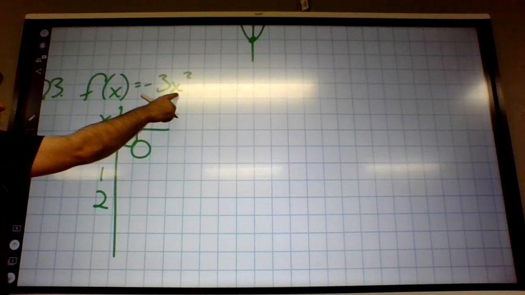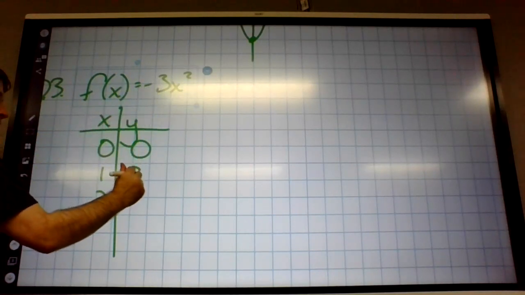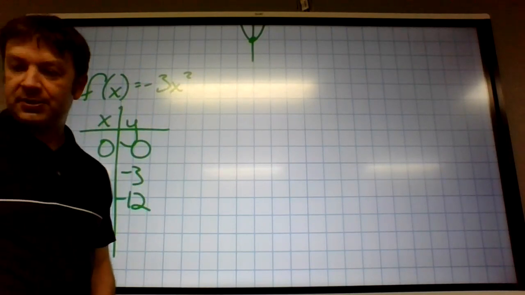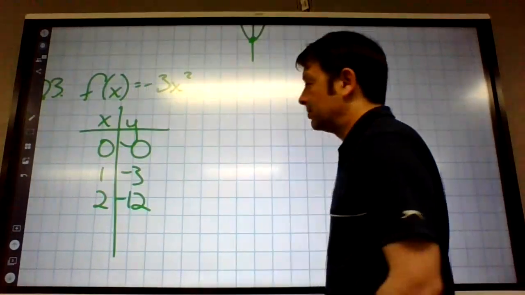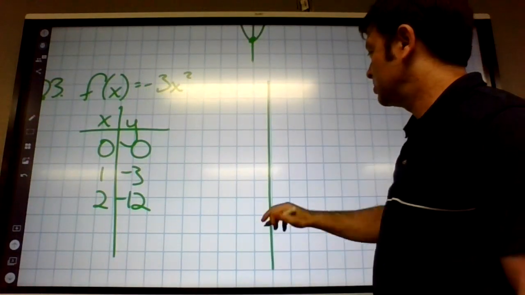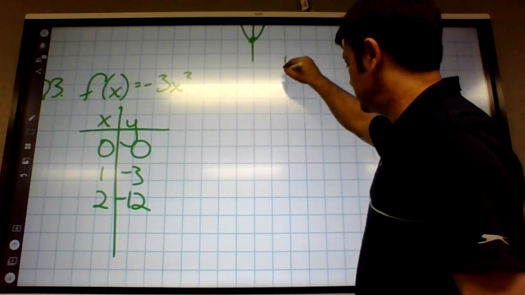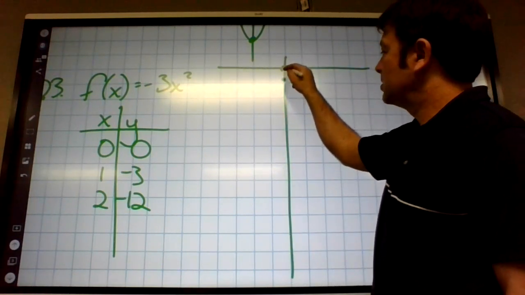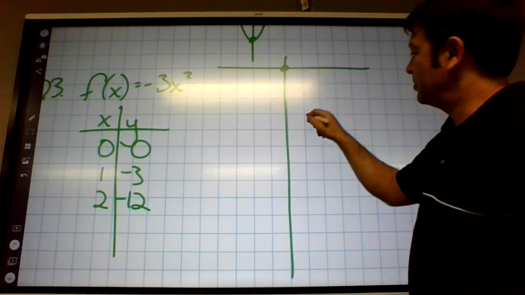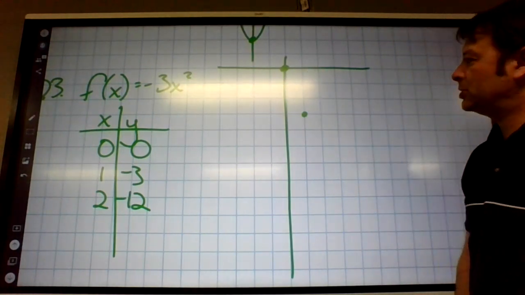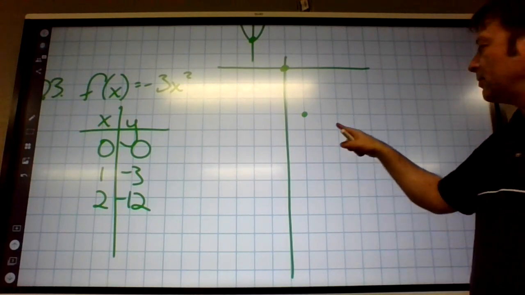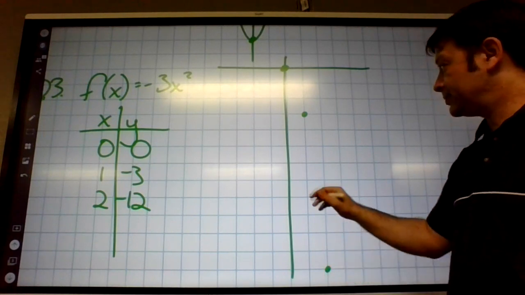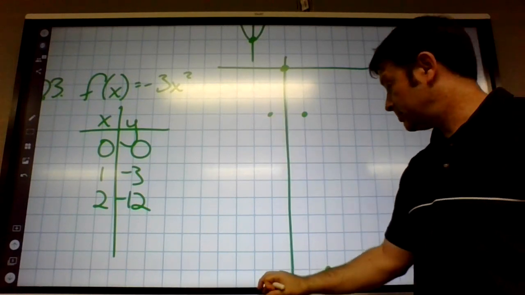I plug in 1 squared times negative 3, I get negative 3. If I plug in 2 squared is 4 times negative 3, I get negative 12. So that will need to go down 12. 0, 0, 1, negative 3, to negative 12. Barely made it big enough.